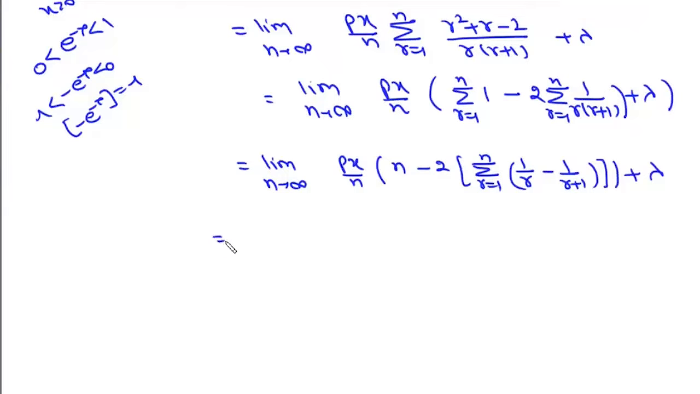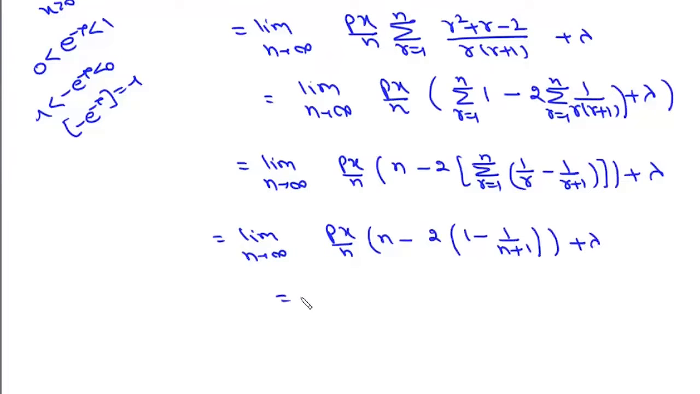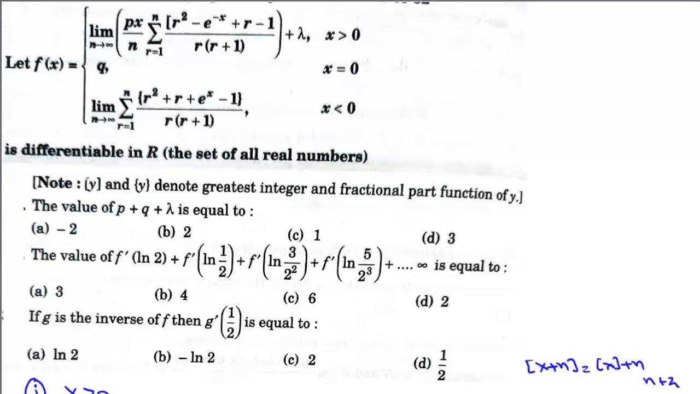So we'll write this as limit n tends to infinite px by n into n minus 2, and here it will be 1 minus 1 upon n plus 1 plus lambda, that we multiply it, then we'll get this as px plus lambda. So this function fx is px plus lambda when x is greater than 0.